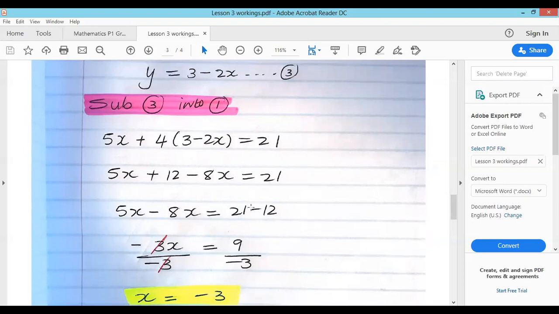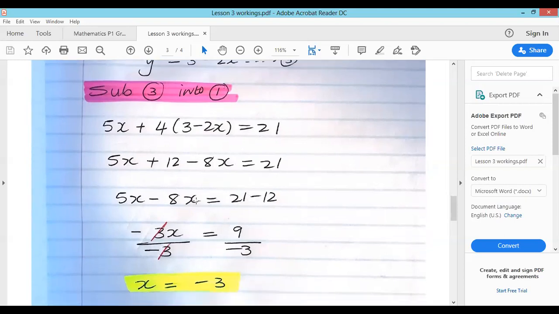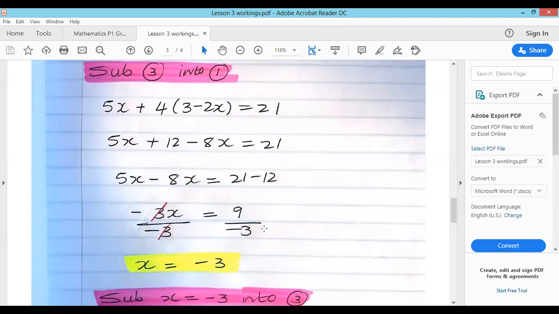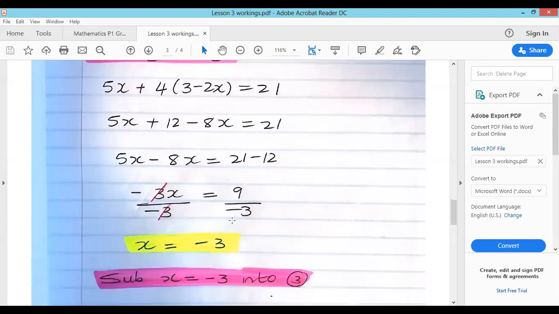Then you group everything, your x's on your left-hand side, your numbers on your right-hand side. Therefore, 5 minus 8, we know that's -3x. When you take 12 to the other side, it will change the sign. It will be -12. And we know that 21 minus 12 is 9. Therefore, you're solving for x and y, but for now, we must solve for x. You must divide by -3 both sides.